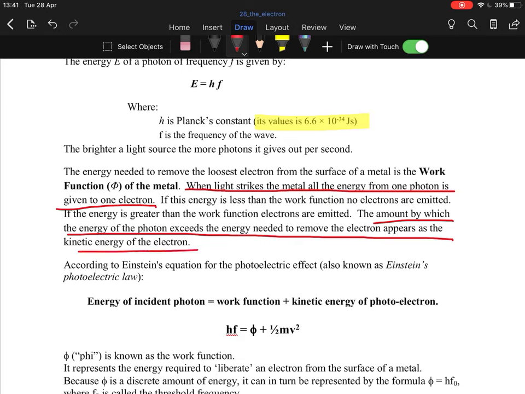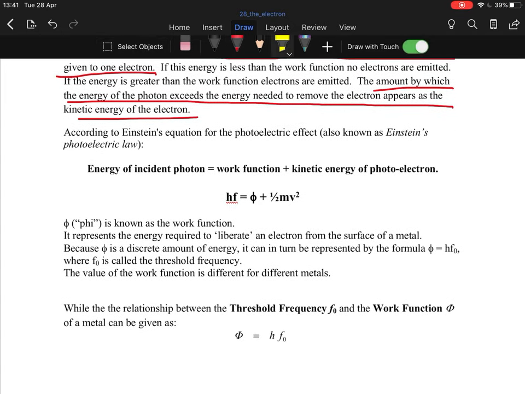The amount by which the energy of the photon exceeds the energy needed to move the electron appears as kinetic energy. Okay, so it's usually the kinetic energy that it appears as. Okay, so E equals hf can therefore be used to give us this equation, which is in the log tables as well. Energy of an incident photon equals the work function plus the kinetic energy. hf equals the work function plus half mv squared. Okay.